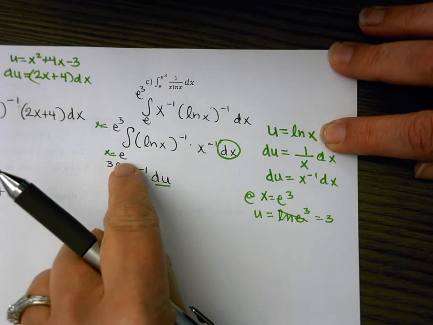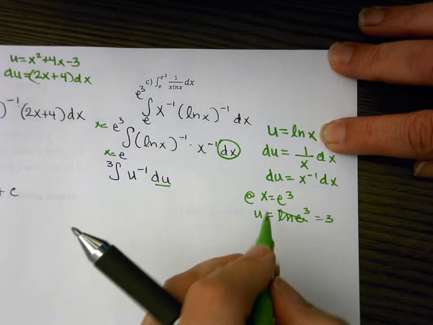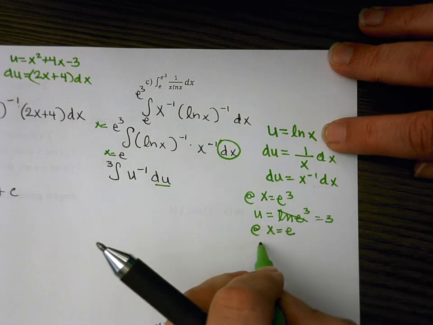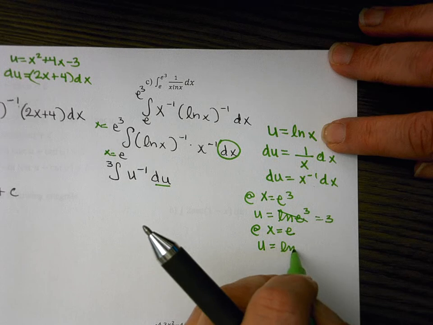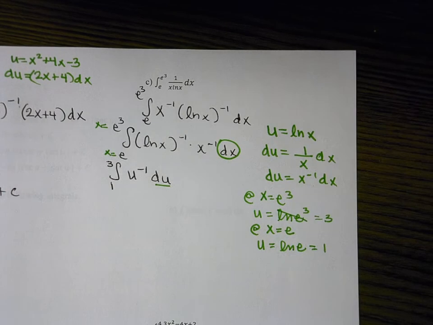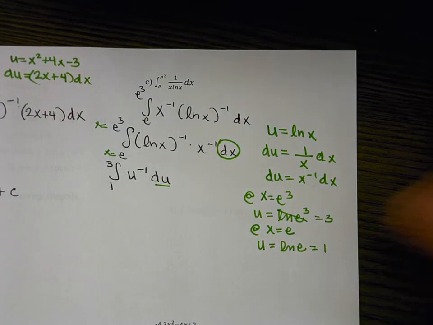And now I'm going to do the same thing for my bottom limit. So my bottom limit is that x is equal to e. And then I'm going to use this formula here. So u equals the natural log of x, which is just the natural log of e. And then that is just equal to 1. Okay. All right. And then now go through your list.